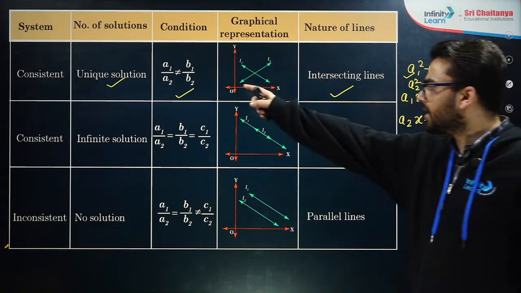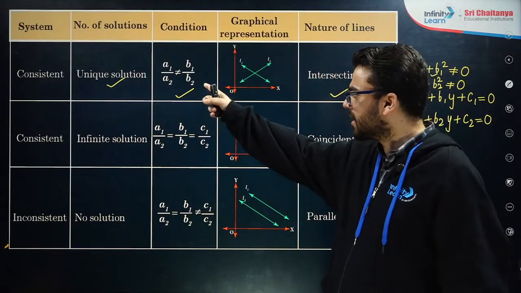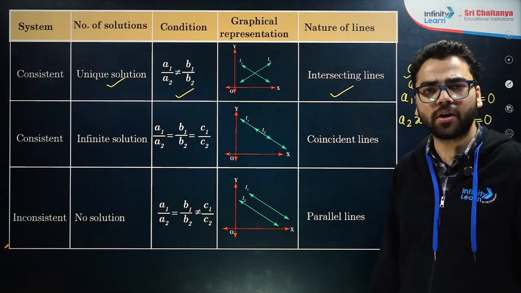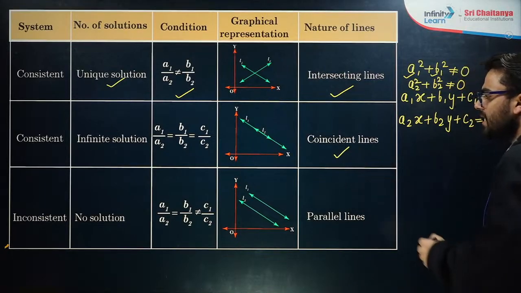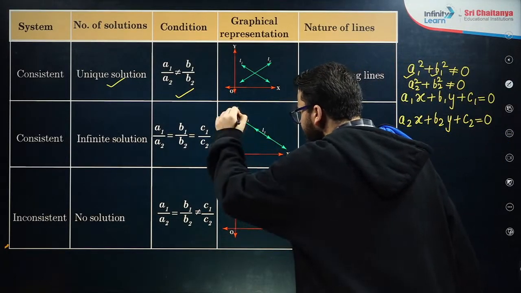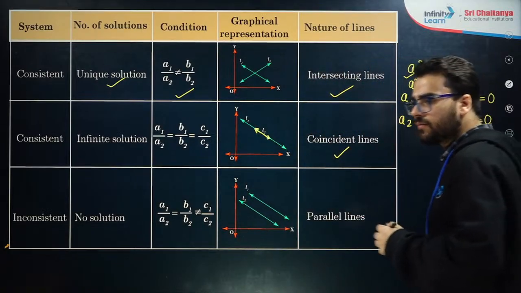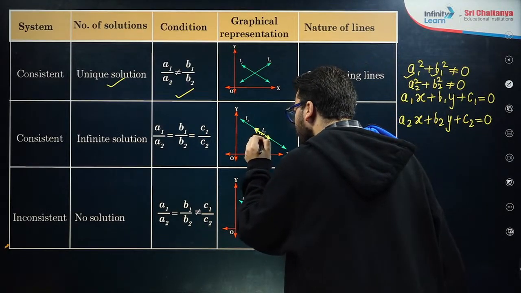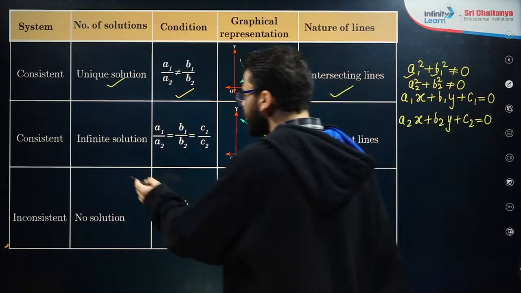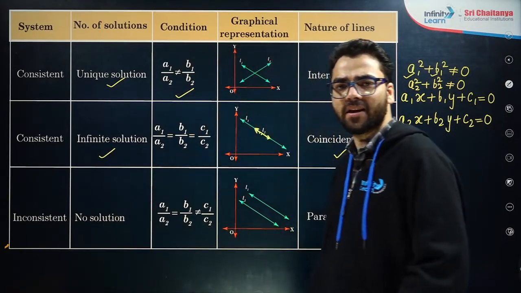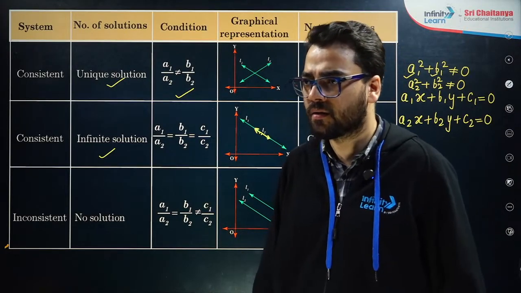So if you have intersecting lines, obviously you have a unique solution, and this is the algebraic condition: A1/A2 is not equal to B1/B2. And suppose you have coincident lines. The lines are on top of each other. This is one line and this is another line. The lines are on top of each other, so obviously an infinite number of points are common. And when an infinite number of points are common, will you not say that an infinite number of solutions are there?